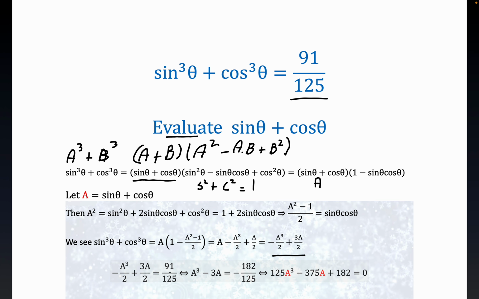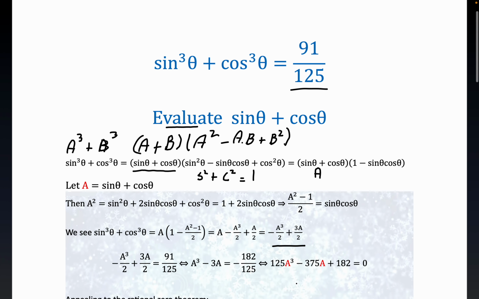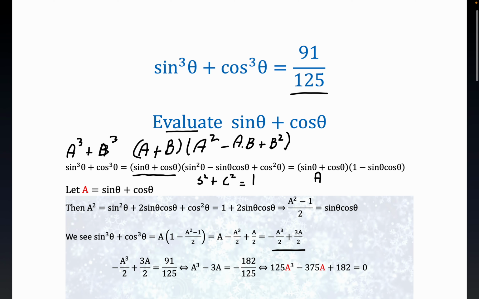There's just some collecting like terms, etc. And then getting a polynomial, a cubic polynomial in the variable a. In the variable a, again, and a is what we are looking for, right? It's just easier to write that down than to carry around sine theta plus cosine theta all the way through the problem. Okay, so there we go.